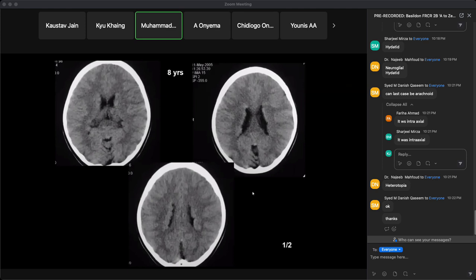Yep. So these are 3 representative axial images of a CT scan in an 8-year-old child, non-contrast study.